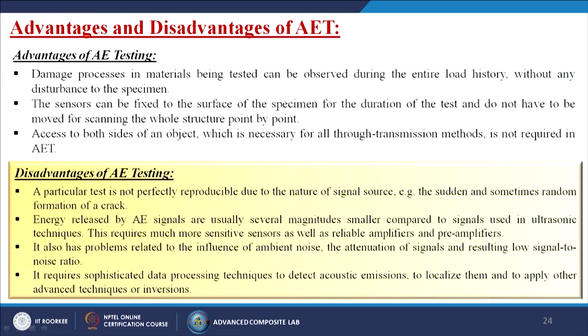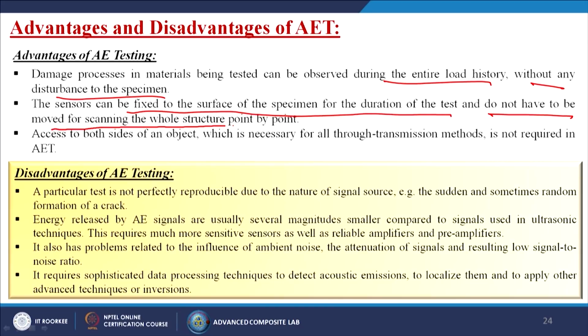Advantages and disadvantages of AET. Advantages of AET testing: the damage process in the materials being tested can be observed during the entire load history without any disturbance of the specimen. The sensors can be fixed to the surface of the specimen for the duration of the test and do not have to be moved for scanning the whole structure point by point. Access to both sides of an object, which is necessary for all through transmission methods, is not required in AET.